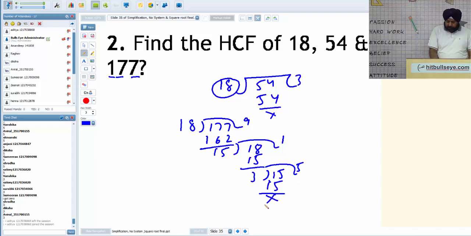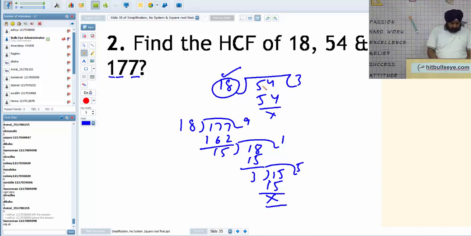Or alternatively, you could have checked with prime factorization. Okay, it's not the remainder, it is the divisor, the last divisor. If the first number is exactly divisible, then it itself is the HCF of these two. Yes, may I proceed? Okay, so this was about HCF basics.